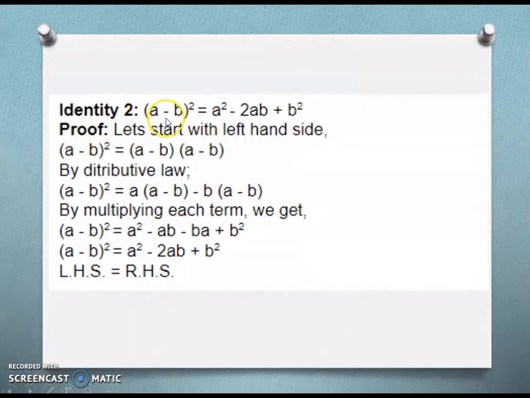Identity 2 is (a − b) the whole square, which is equal to a² − 2ab + b². So again, you will start with the left hand side, that is (a − b) the whole square. It can be written as (a − b) into (a − b). Then you will do term-wise multiplication, that is a into (a − b) minus b into (a − b). Minus b because here the sign is negative. So a² − ab − ba + b². So again minus ab and minus ba you can combine. These are like terms. So a² − 2ab + b². Here you have minus b into minus b. That is why minus and minus are becoming plus.